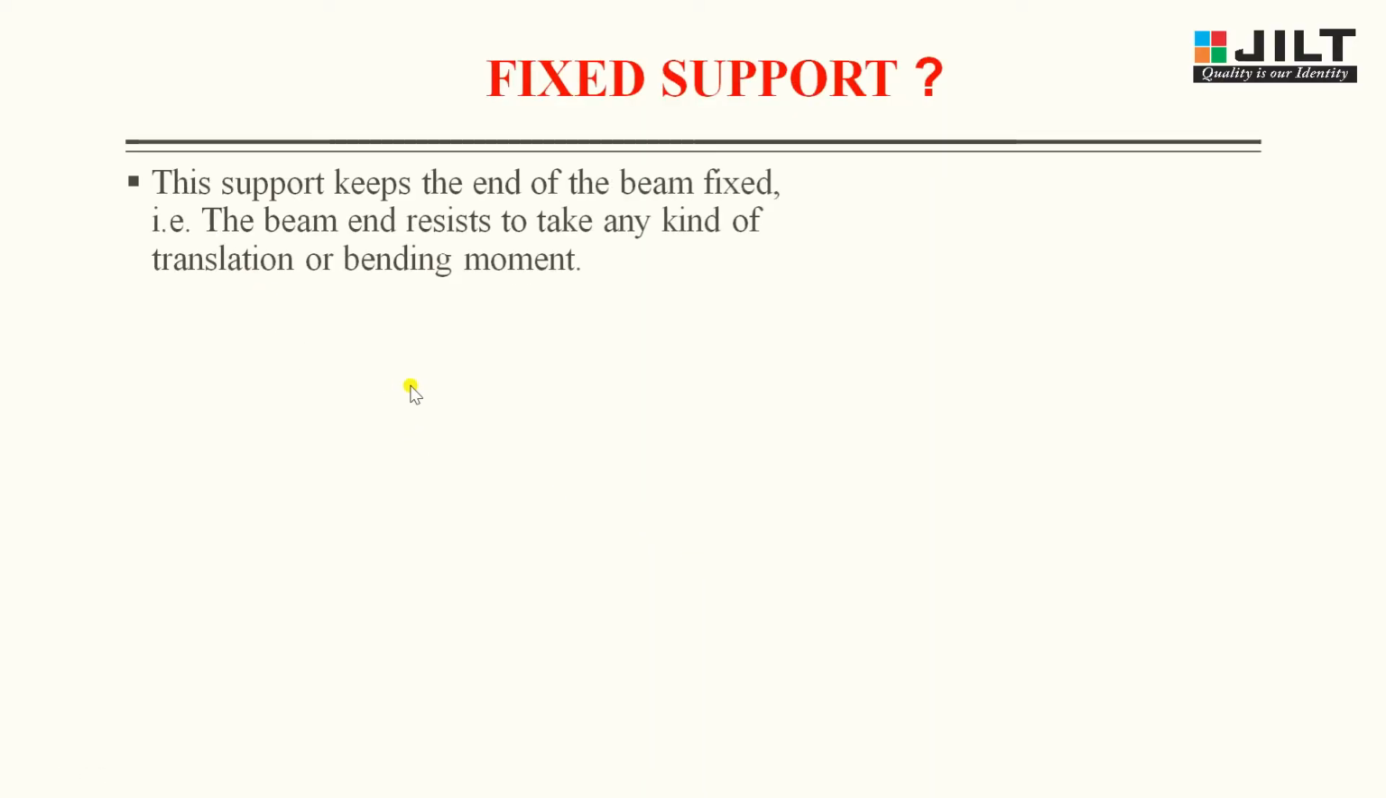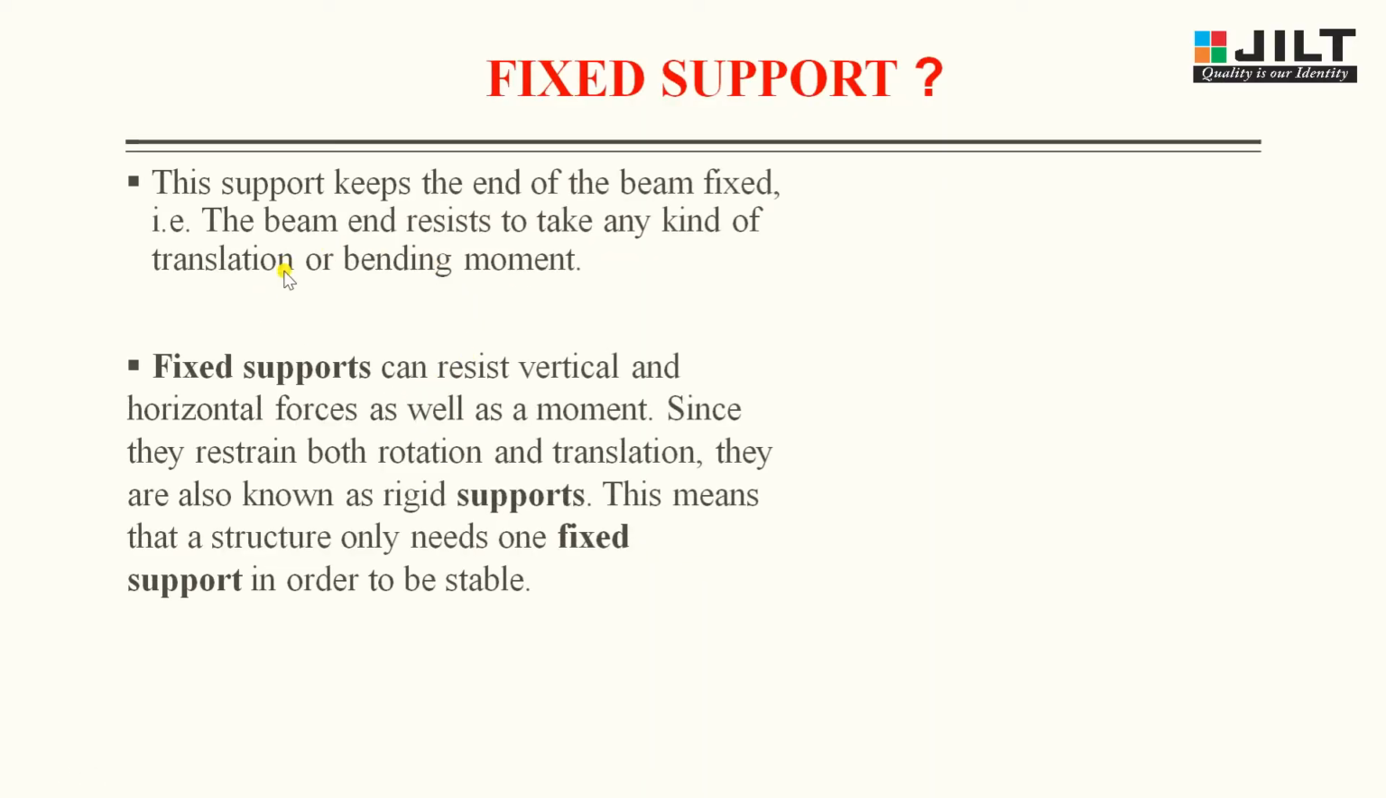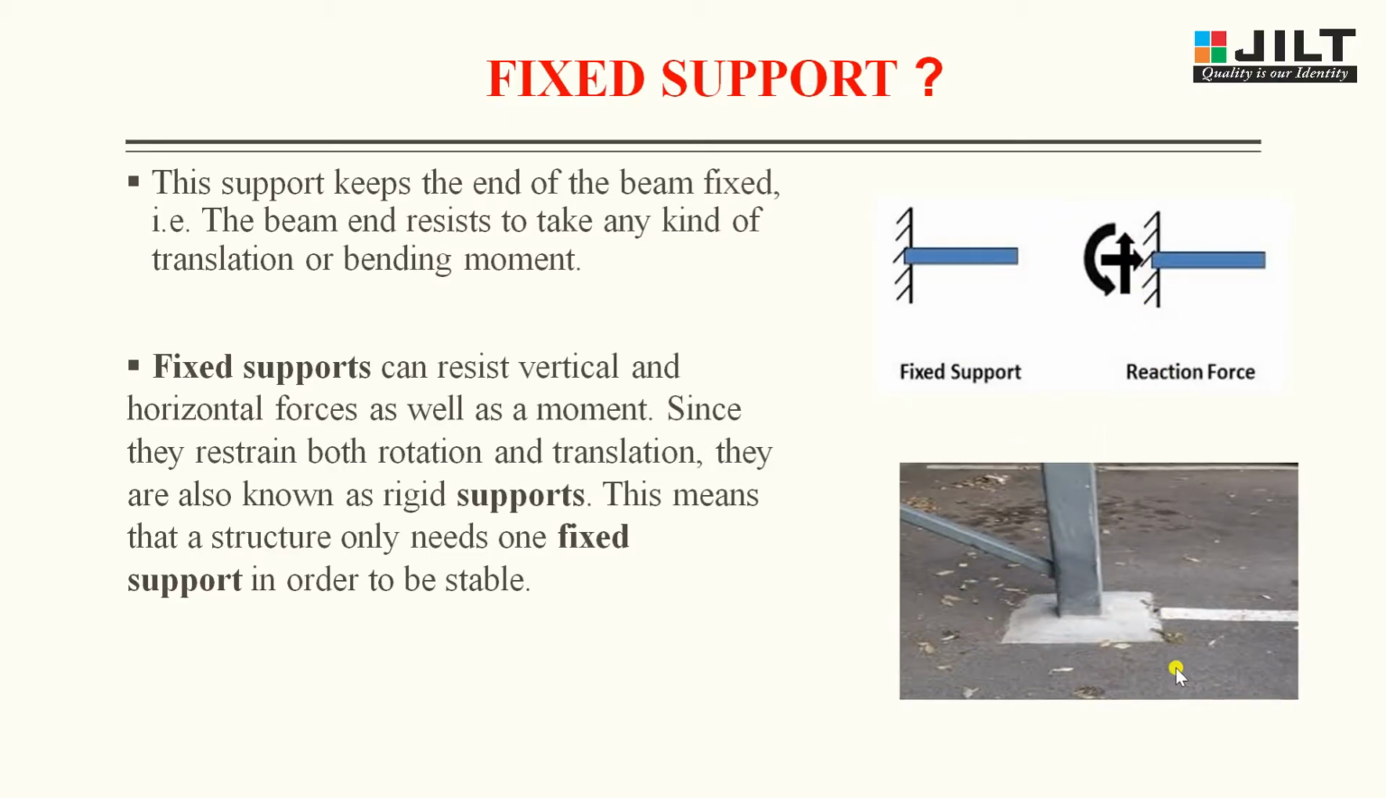These are the images which show you the types of support and what reactions come across on the support. Now let's see in detail what a fixed support is. This support keeps the end of the beam fixed. The beam end resists any kind of translation or bending moment. Fixed supports can resist vertical and horizontal forces as well as moment. Since they restrain both rotation and translation, they are also known as rigid supports. This means that a structure only needs one fixed support in order to be stable. This is the image showing the fixed support and reaction forces: horizontal, vertical and also moment. This is the live image of a fixed support you can view.